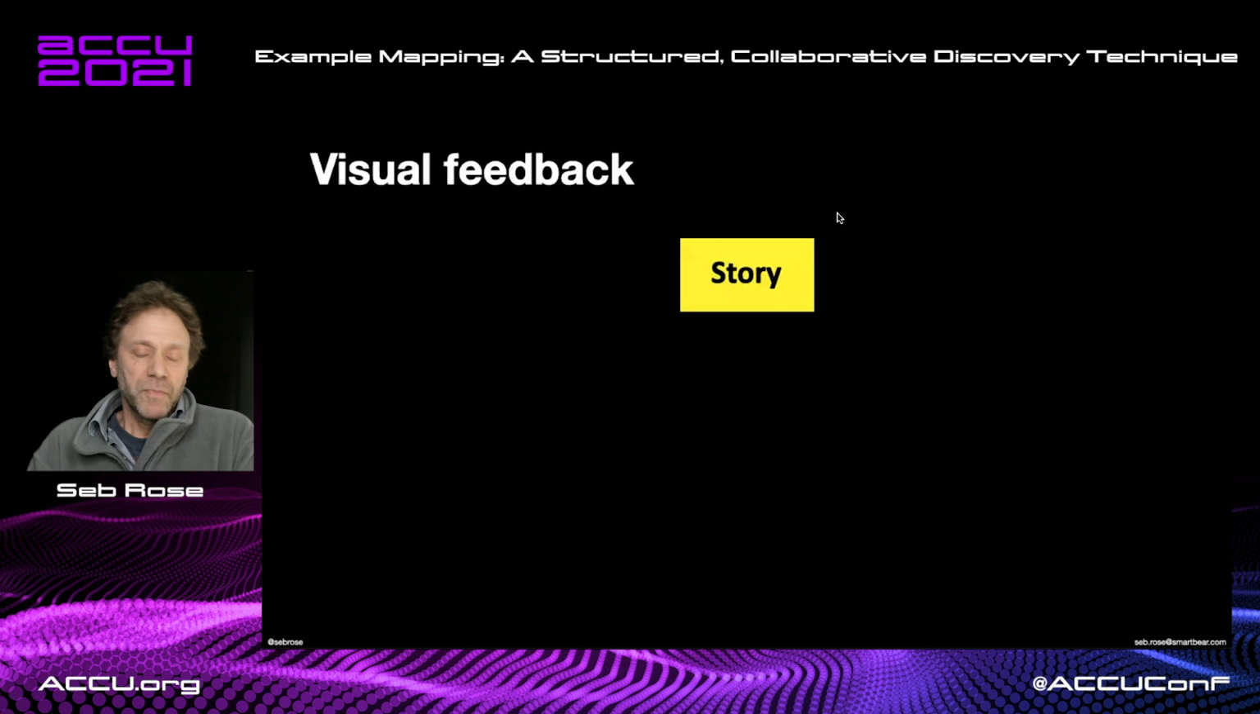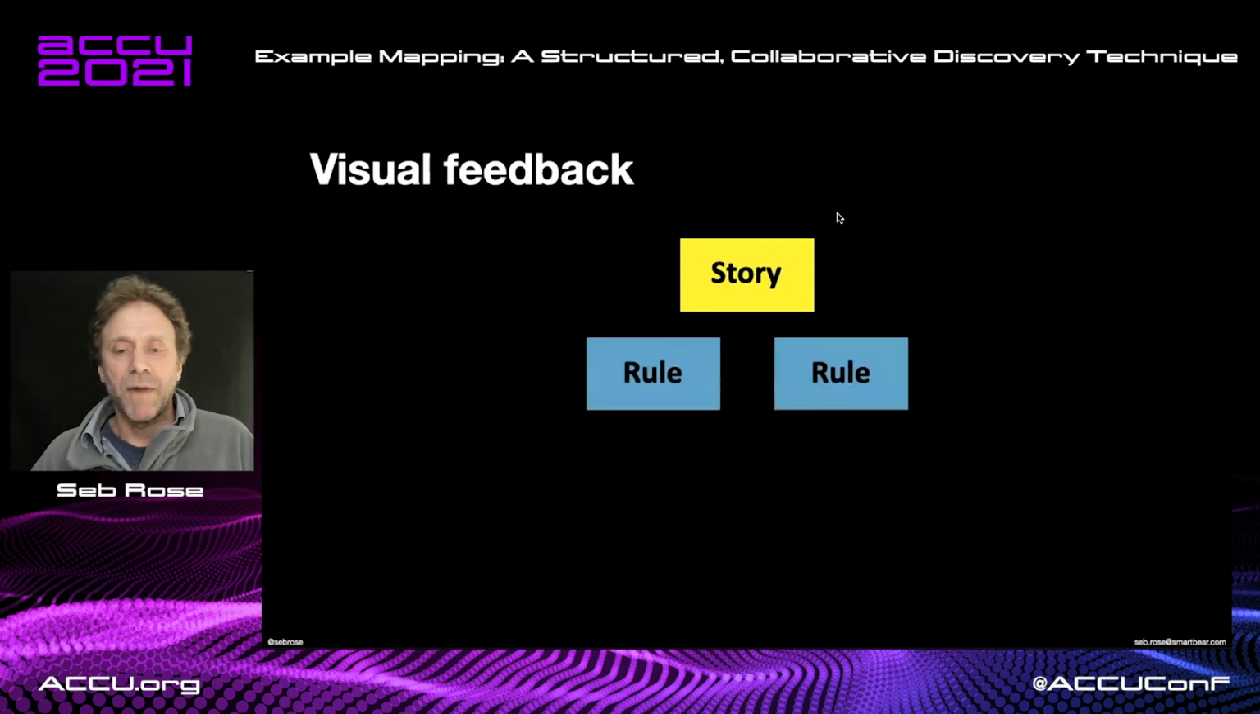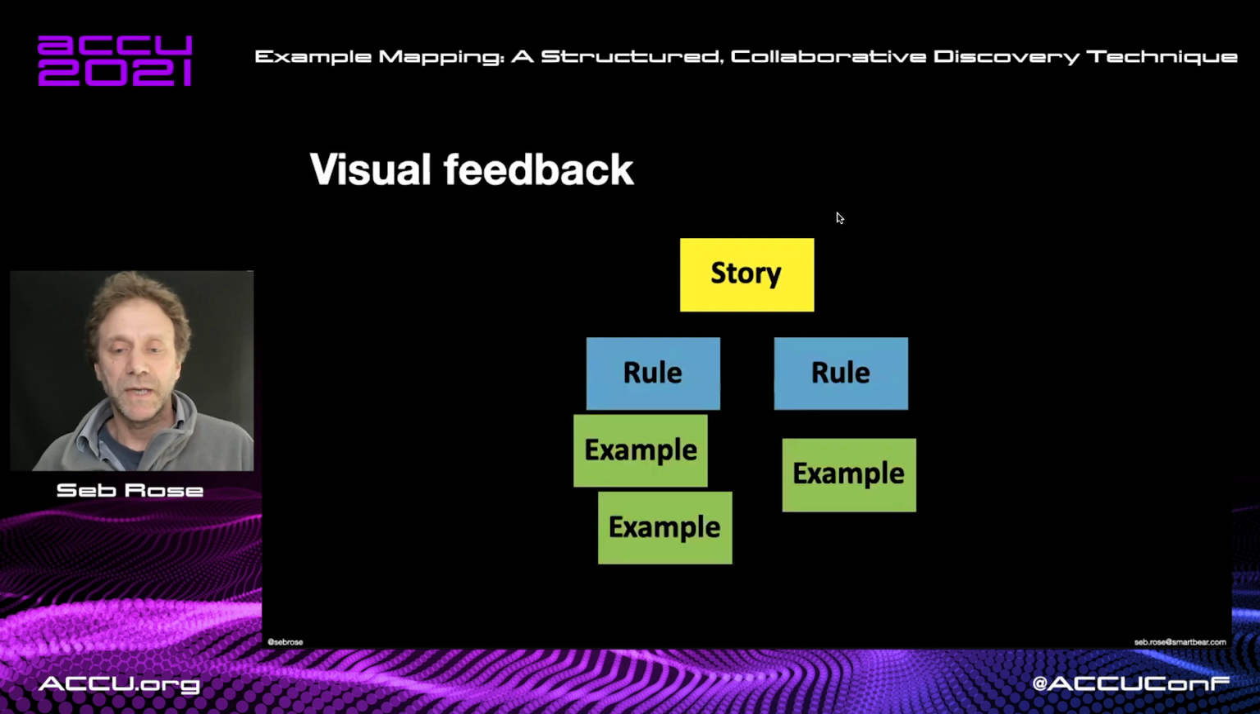So we have this idea of example maps, and the example maps have a story. They have some rules that limit or describe the scope of that story. They have some examples, and they begin to build out. And the really nice thing about example mapping, as well as giving you a structure around which to hang your conversation to ensure that you'll reach a shared understanding, is that they give you some really quite tangible visual feedback about the state of understanding of a particular story.